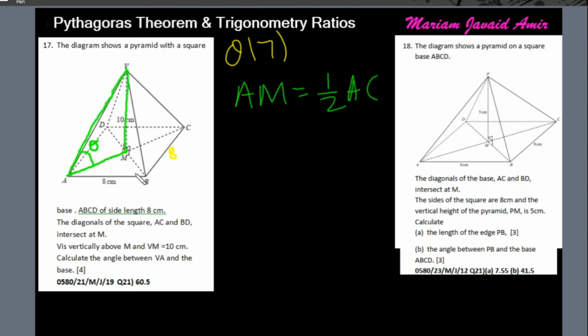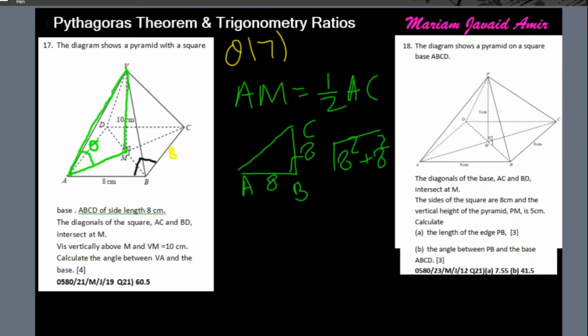Since this is a square, this would be a right angle triangle. So using this right angle triangle ABC, this is 8, this is 8, and I can find AC easily using Pythagoras theorem. Under root 8 square plus 8 square. This gives me 64 plus 64, 128, under root 128. So I'll use this value for now. So AM equals half of under root 128. Alright, so now I need the angle.